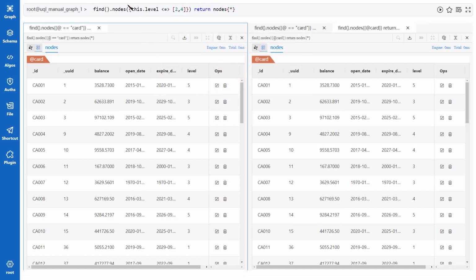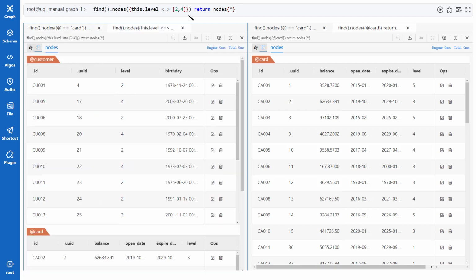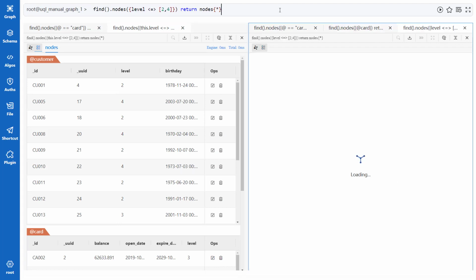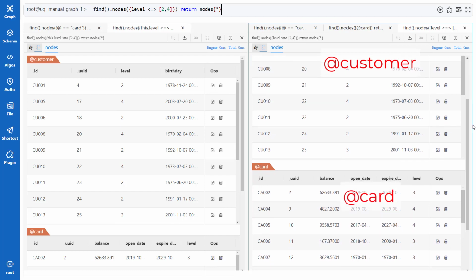This expression calls the property value of the current metadata. It reads as: the property level of the current node is in a closed interval from 2 to 4. The system alias this also can be omitted, and this filter is simplified as such. You may notice this filter finds nodes of two different schemas, since we didn't filter the schema of nodes.